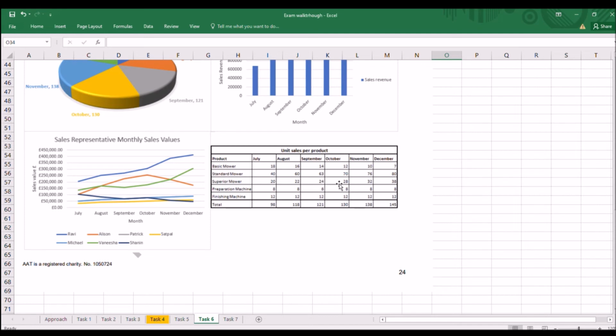What's this last one here? And our sales, our products. We've got this basic mower that's actually gone down. So our basic mower's gone down. Our standard mower's doubled over the period of time, and our superior mowers almost doubled.